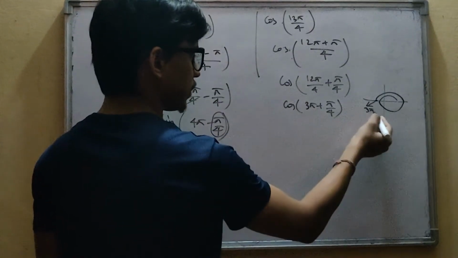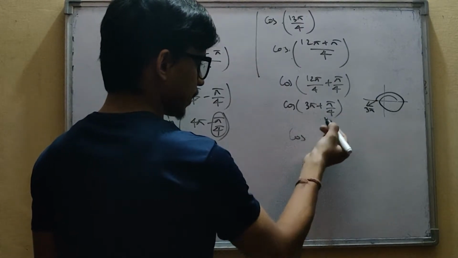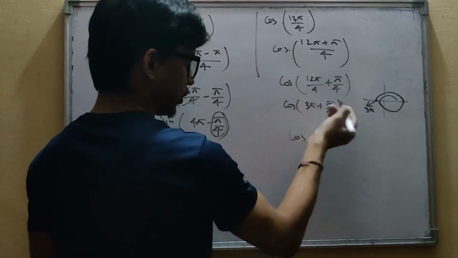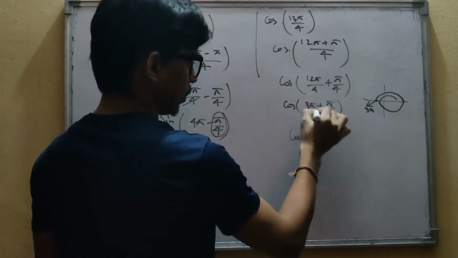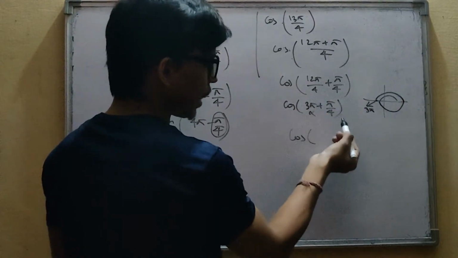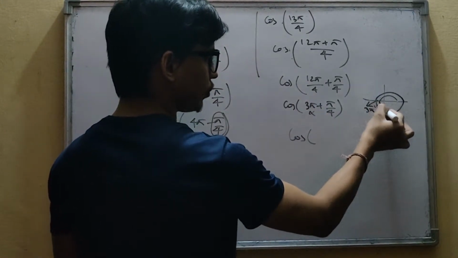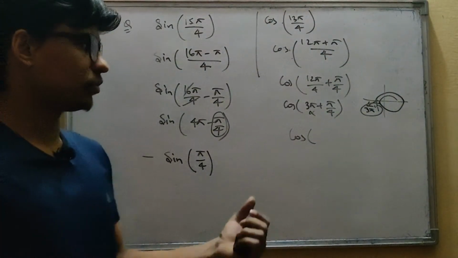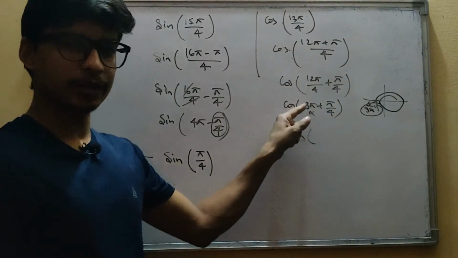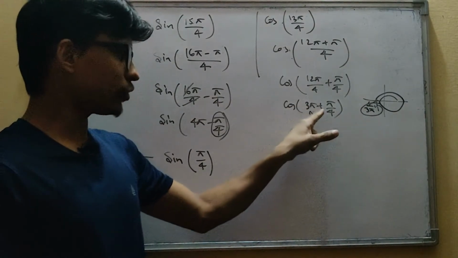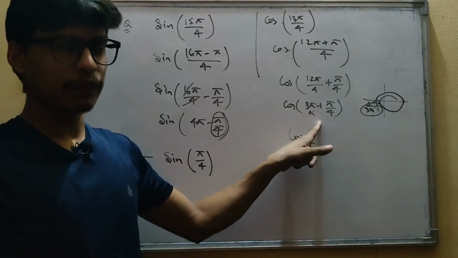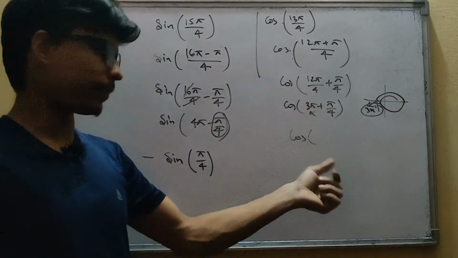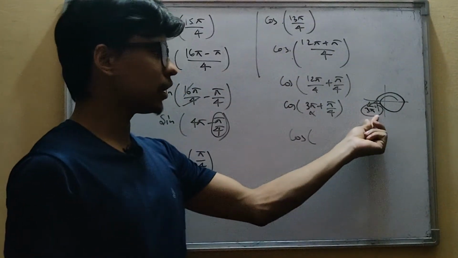So 3 pi means here, so cos will remain as cos, and 3 pi will go. You just remove 3 pi. Now 3 pi is of no use. Now if I am adding something, I am going to get in third quadrant, right? So this is how you have to do it. First of all, you have to get up to 3 pi, and then you have to check whether you have to add or subtract. Just adding, we are going to get third quadrant.